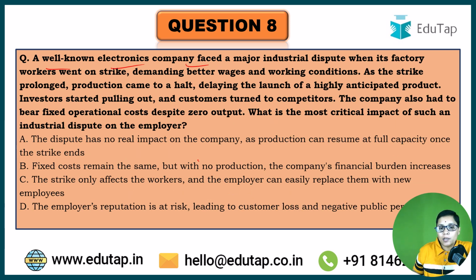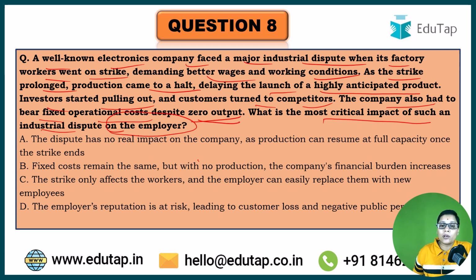A well-known electronics company faced a major industrial dispute when its factory workers went on a strike, demanding better wages and working conditions. As the strike prolonged, production came to a halt, delaying the launch of a highly anticipated product, जो करने वाले थे. Investors started pulling out and customers turned to competitors. The company also had to bear fixed operational costs despite zero output, क्योंकि obviously वहाँ machinery run नहीं भी हो रहा है तो उनका maintenance का तो लगेगा ही उनको. What is the most critical impact of such an industrial dispute on the employer? Now we are talking about इसका critical impact क्या है.